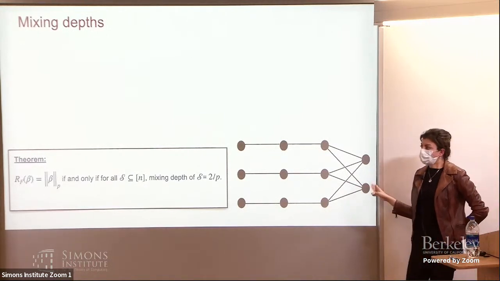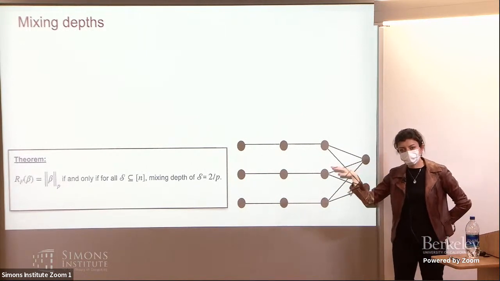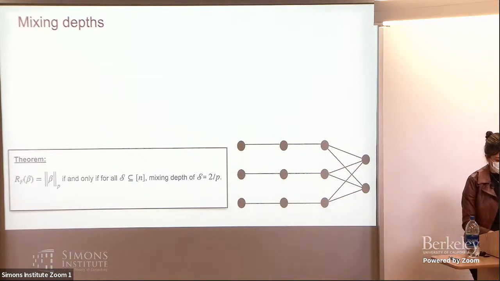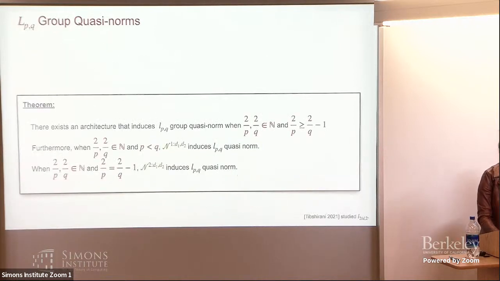But there are networks that are not exactly diagonal. There is some redundancy in the network, and still they satisfy this property. So this is the exact formulation of what we need in a network to show that LP is the regularization.